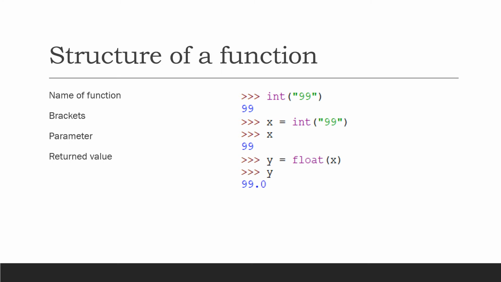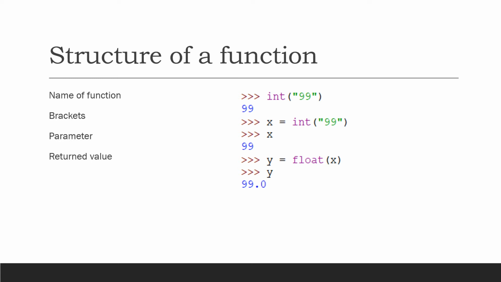Or we could use a new function. This one's called float. So the function is called float. The parameter is x. And the returned value is stored as a variable called y. And y now stores 99 using the float method.